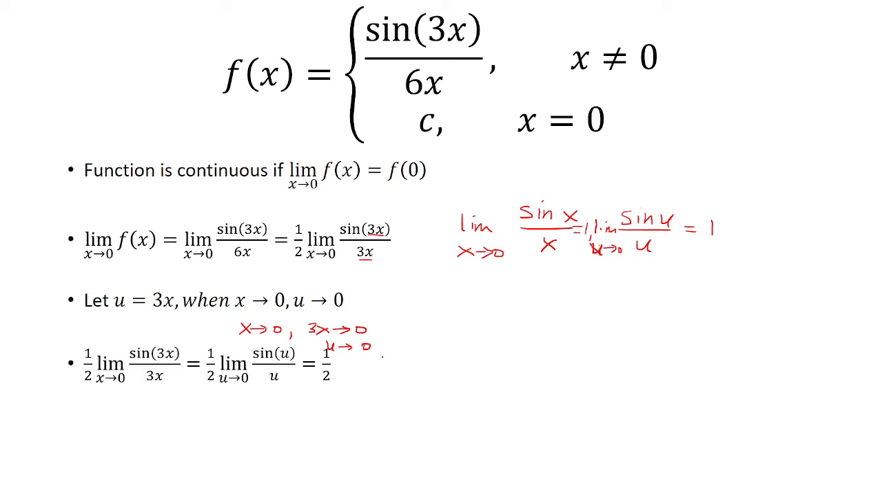So I can just rewrite this whole limit as 1/2 times the limit as u approaches 0 of sine of u over u. This thing we already said is 1, so it's just 1/2 times 1 is 1/2. Okay, so now we want to set this equal to f of 0. F of 0 is going to be c. So you set 1/2 equal to c, which means c has to equal 1/2. And so that makes this function continuous at x equals 0.